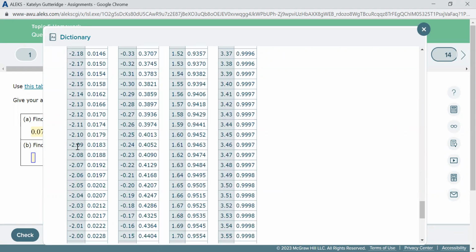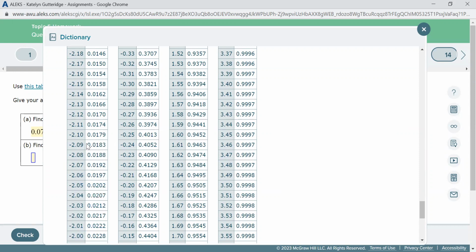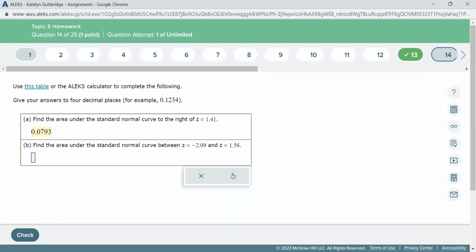Let's start with negative 2.09. All right, negative 2.09. Sorry, not our z value, our area to the left of negative 2.09 is 0.0183. Now let's find 1.56, and it's right here. So our value is 0.9406. Okay, let's draw out what's happening here.